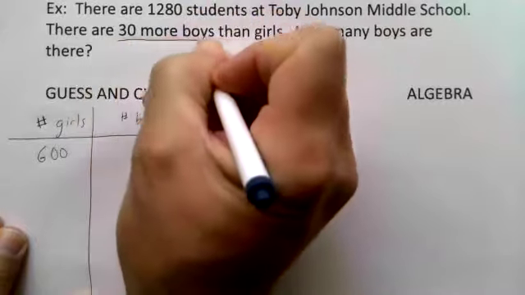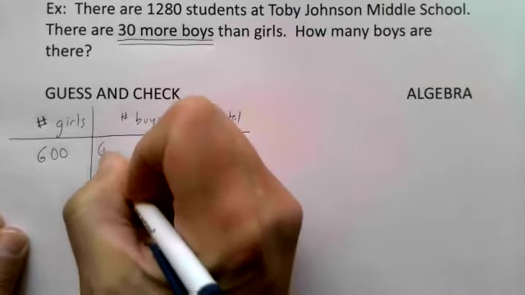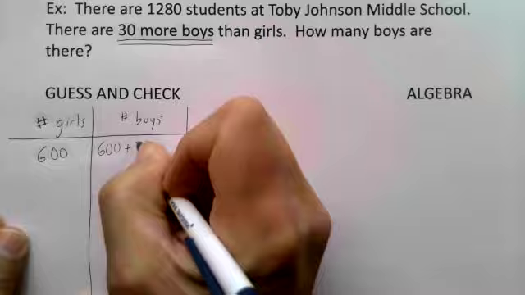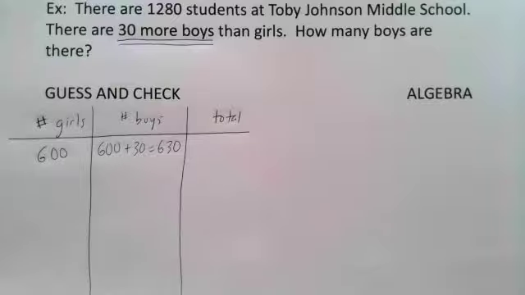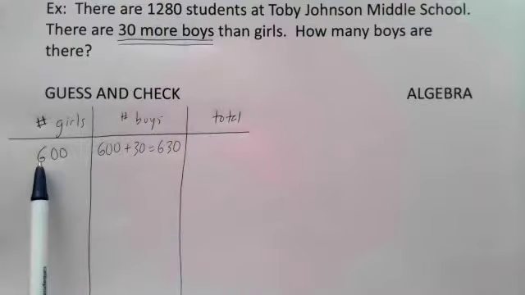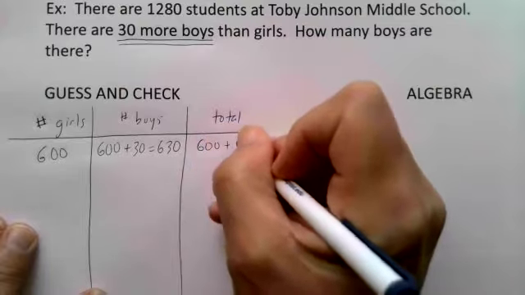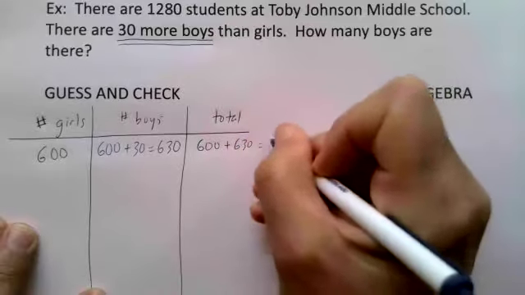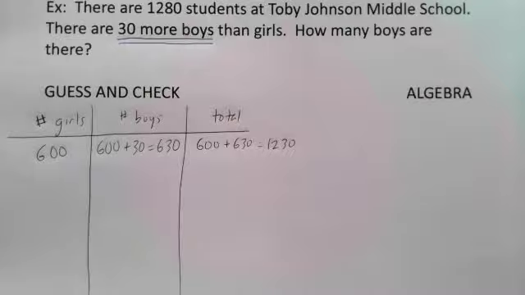Now, I know we have 30 more boys than we have girls. So if I really did have 600 girls, understand that would mean we have 630 boys. Because of what it says right there. But also it says the total is supposed to be 1,280. Do those add up to 1,280? No, but it's close. That adds up to 1,230. Okay, so we're close, but it's not what we need.